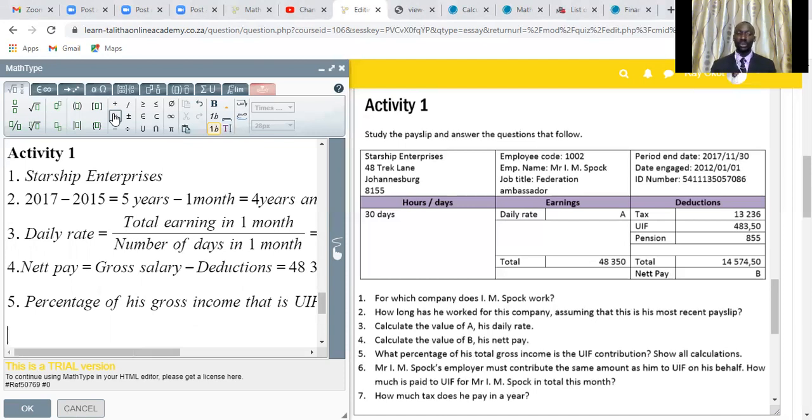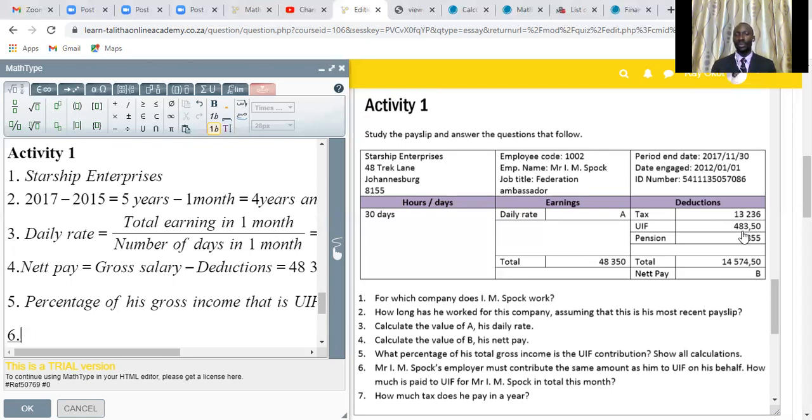Now, in the next question, we have been told that Mr. IM Spock's employer must contribute the same amount as him to UIF on his behalf. How much is paid to UIF for Mr. IM Spock in total this month? Now, notice what the question is talking about here is that from this pay slip, we have a contribution from Mr. Spock. That is, IM Spock has contributed this 483.50 for the UIF contribution.